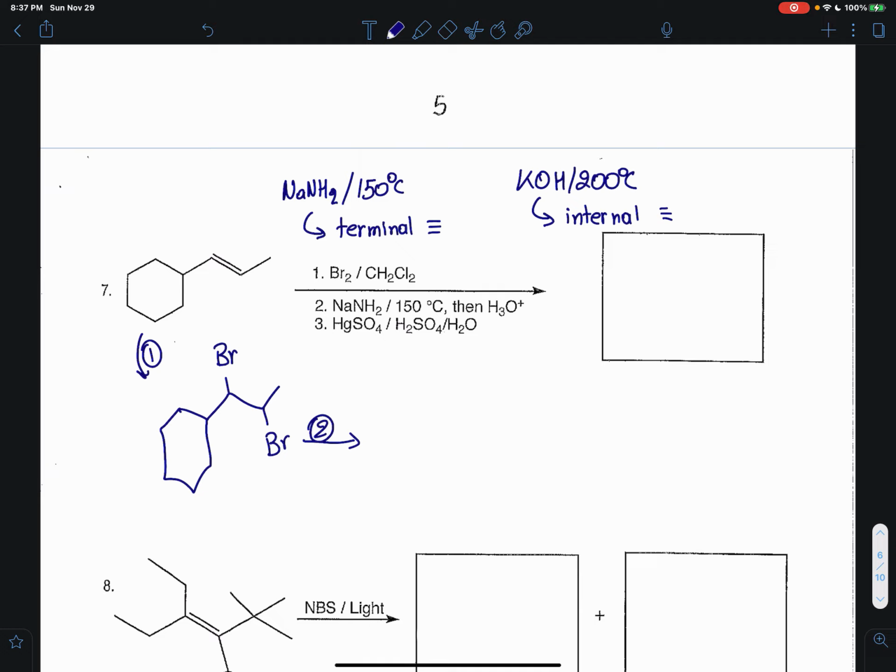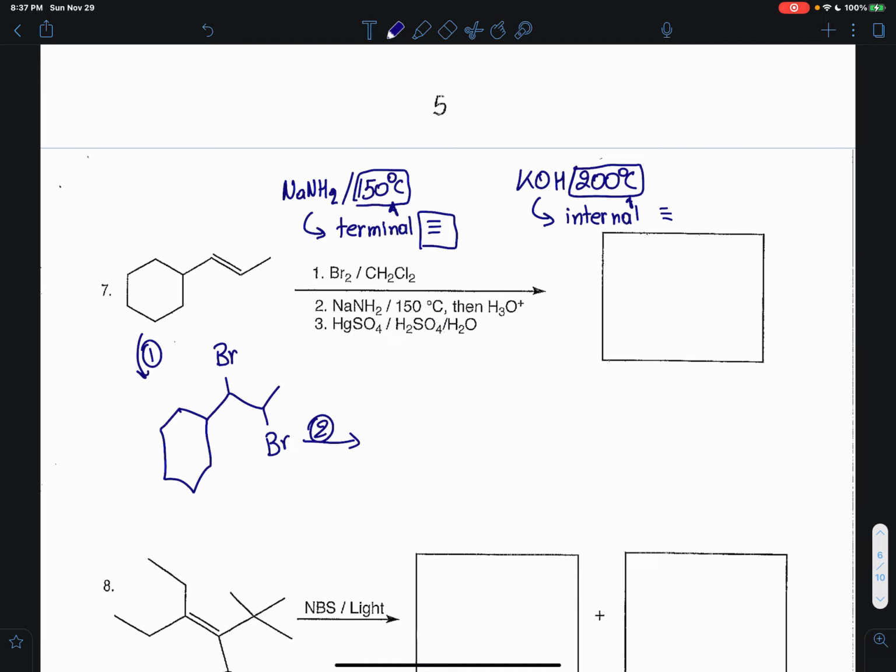But for me to remember which one is which, 150 degrees Celsius is cooler than 200 degrees Celsius, right? I don't want to say it's cold. 150 degrees Celsius is really hot, actually. But it is cold comparatively to 200 degrees Celsius. And outside is cold, so terminal is 150 degrees Celsius, and 200 degrees Celsius is internal because inside is hot. So that's a quick way to remember.